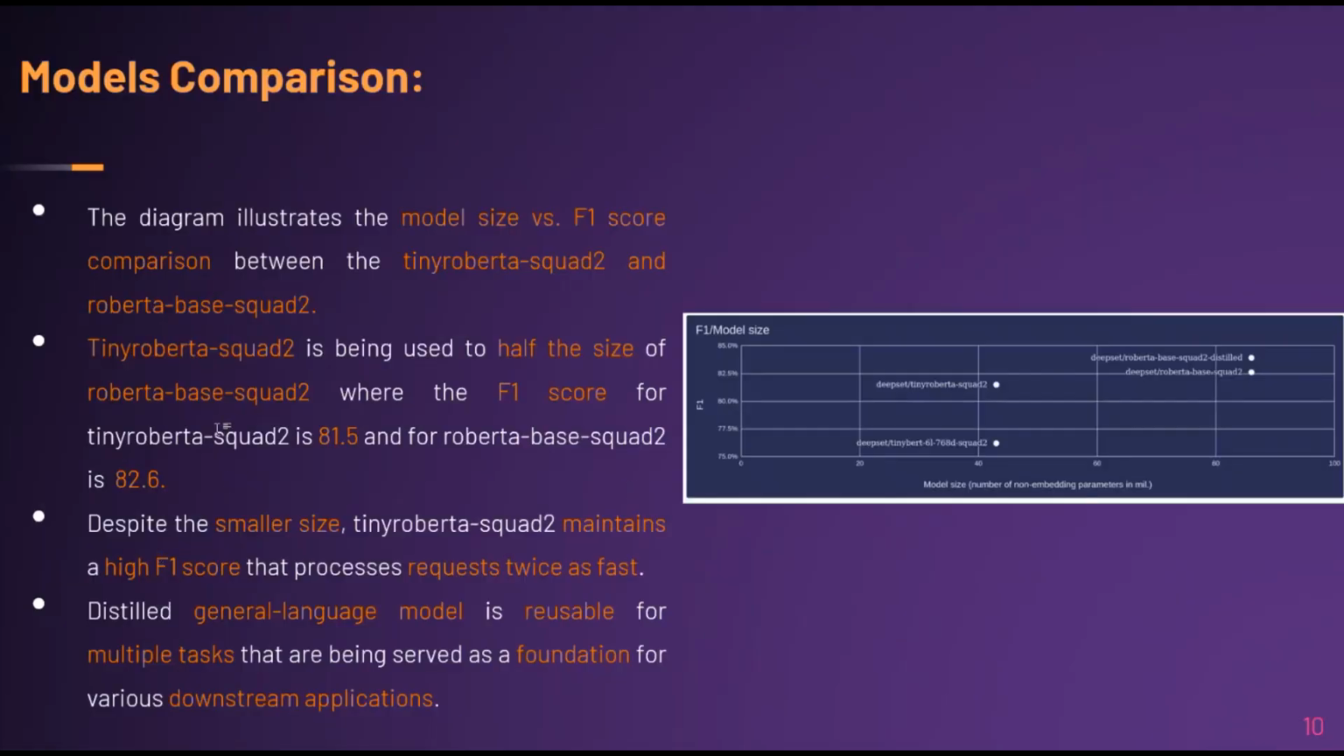Then we have a model comparison. Picture this: two models, one big and one small. The small one might seem like the underdog, but it's got some tricks up its sleeve. So we are comparing the sizes and performance of these models. Turns out even the small guy can pack a punch. It's like having a mini superhero that's faster and just as powerful. So the distilled model is like a Swiss Army knife, ready to tackle various tasks with its own style.